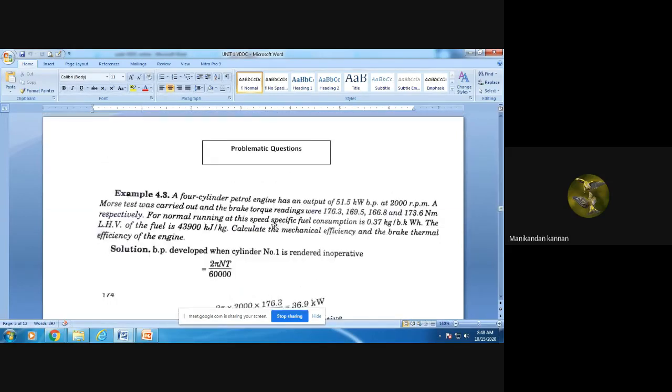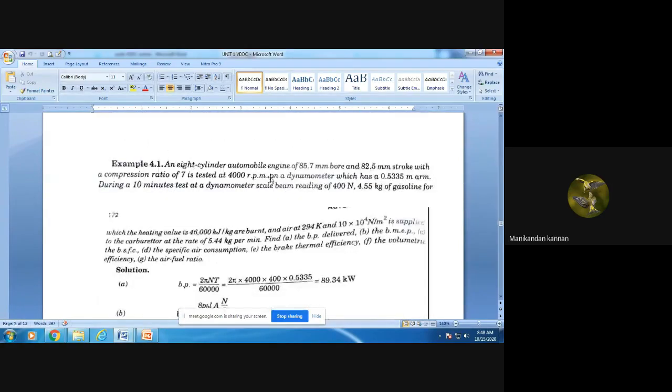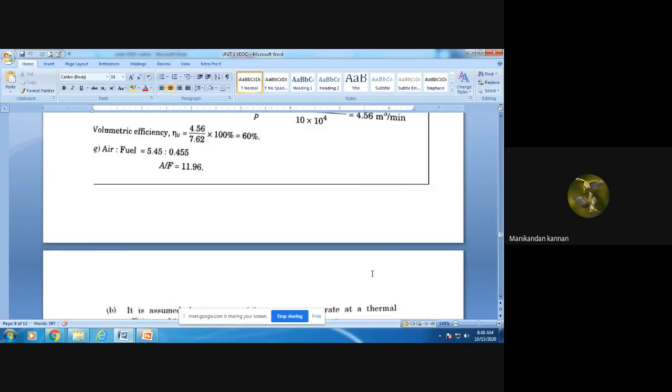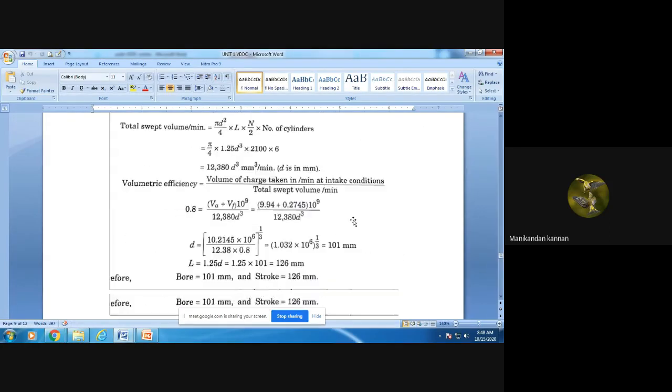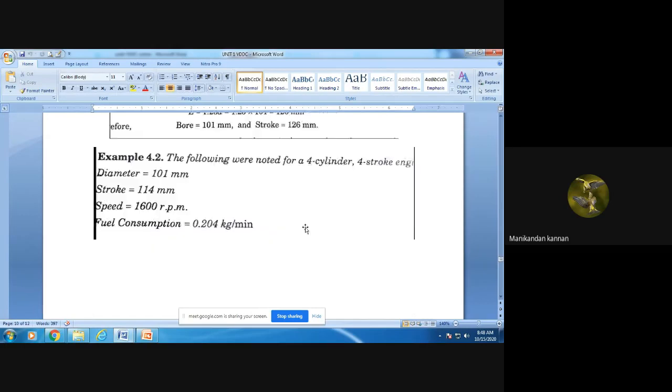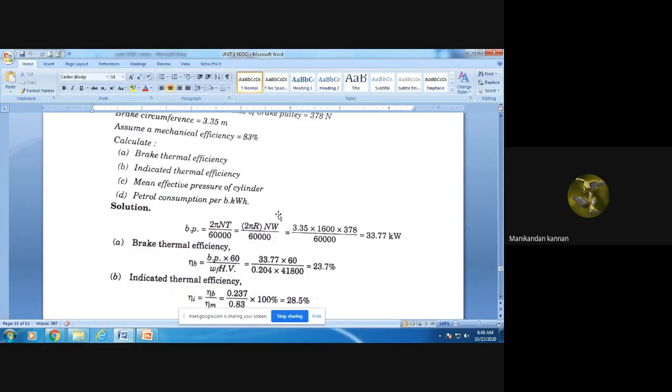Then problems we have seen: one problem on moment stress and one problem on the 8-cylinder automobile engine, finding all the parameters, brake power and other things. And the last problem we have seen is somewhat different, related to volumetric efficiency. And we have seen another problem also. See, all the questions are asked based on these problems only. Okay, so data can be changed, but methodology will be same.